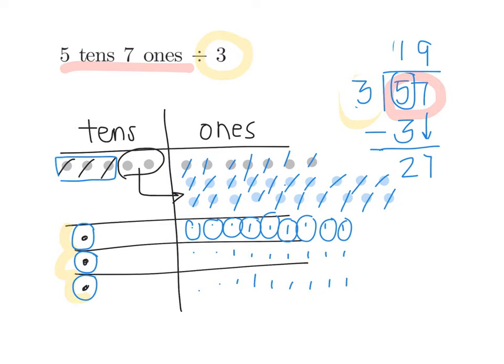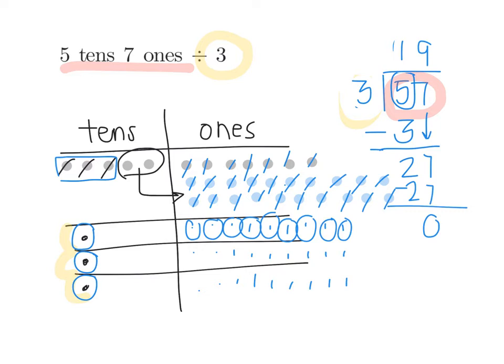Again, I multiply to find out how many ones I used up. Well, I made 3 groups of 9, so I do 9 times 3, which is 27 ones. That means I crossed out 27 ones. And how many ones do I have left over? 0. There are 0 ones left over. That means I'm done.